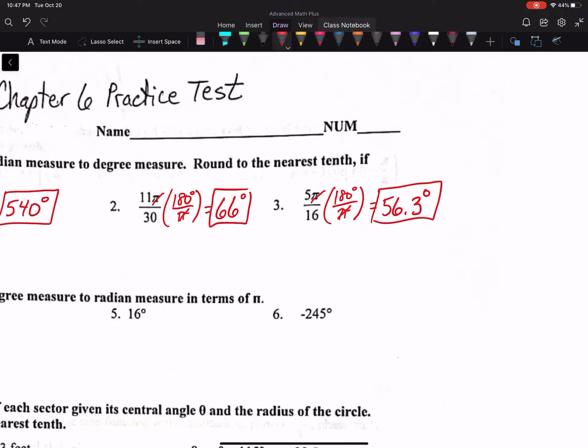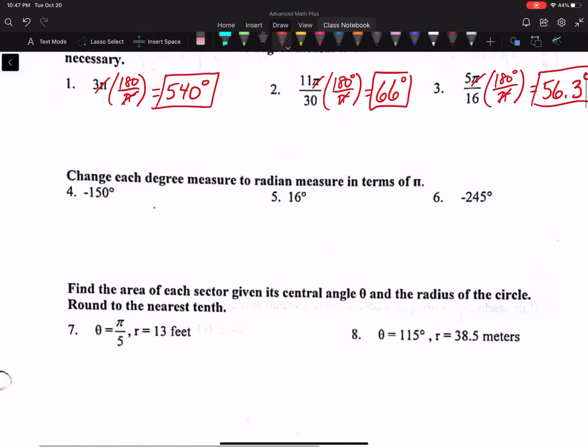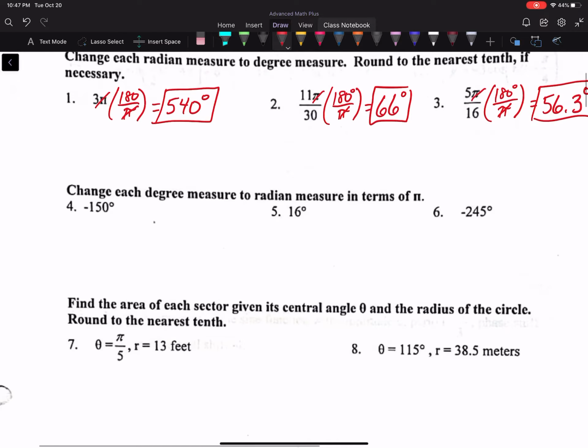All right. Our next 3 is the reverse. It says change each degree measure to radian measure and leave it in terms of pi. So we're going to do basically the same thing, but it's going to be the reciprocal. So we're going to be multiplying by pi over 180. Leave the pi in and basically just stick in your calculator negative 150 divided by 180. And reduce that fraction and put your pi with it. So that's negative 5 pi over 6.